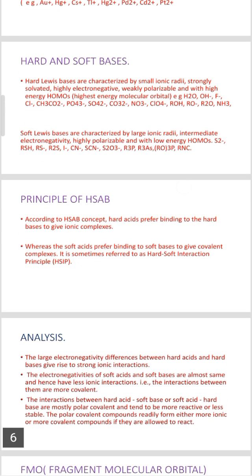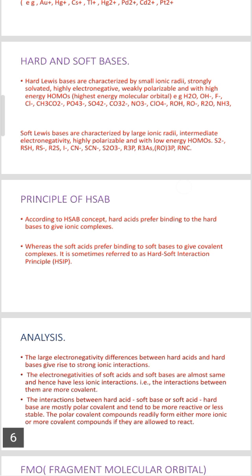What of bases? The hard Lewis bases are characterized by small ionic radii, strongly solvated, highly electronegative, weakly polarizable, and with high energy HOMO, called highest occupied molecular orbital. Examples of hard Lewis bases are water, hydroxyl ion, fluoride ion, chloride ion, ammonia, carbonyl functional group, and also alcohol. Majorly, all these are hard Lewis bases.